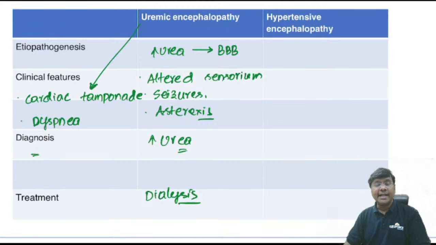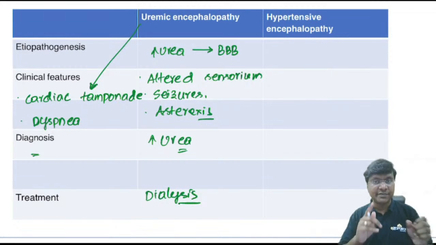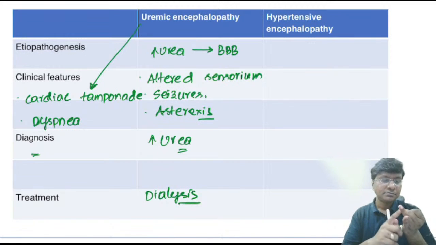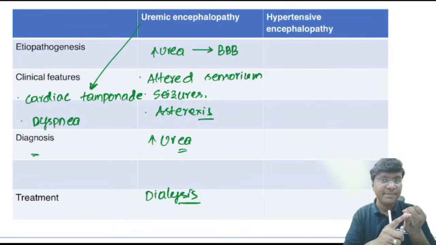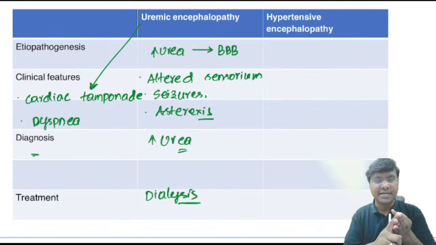Okay, right. And in cardiac tamponade, I hope everyone is aware of Beck's triad. What is Beck's triad? Hypotension, raised JVP, and muffled heart sounds. These three are your Beck's triad: raised JVP, hypotension, and muffled heart sounds.